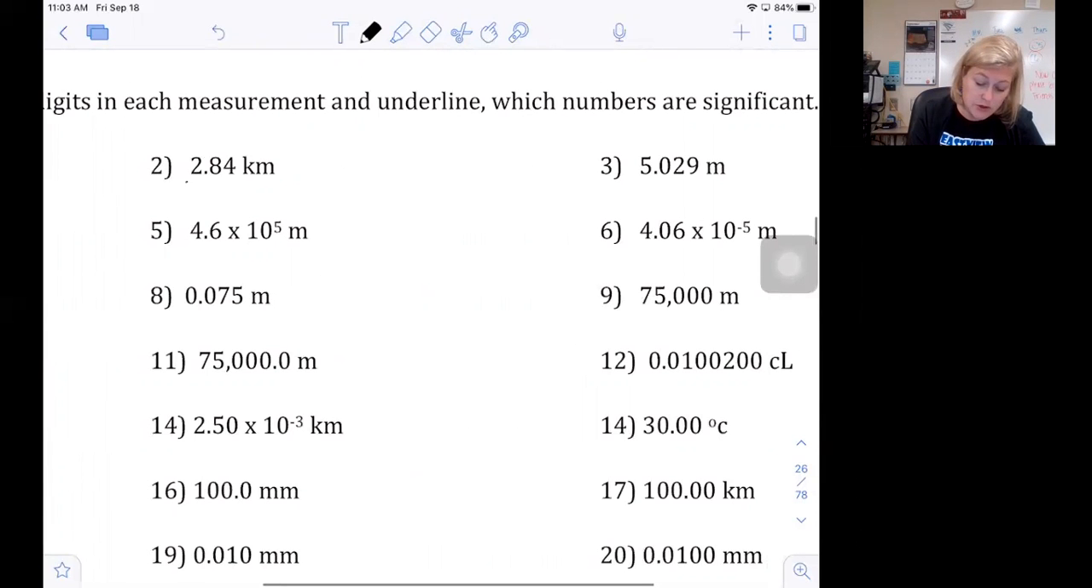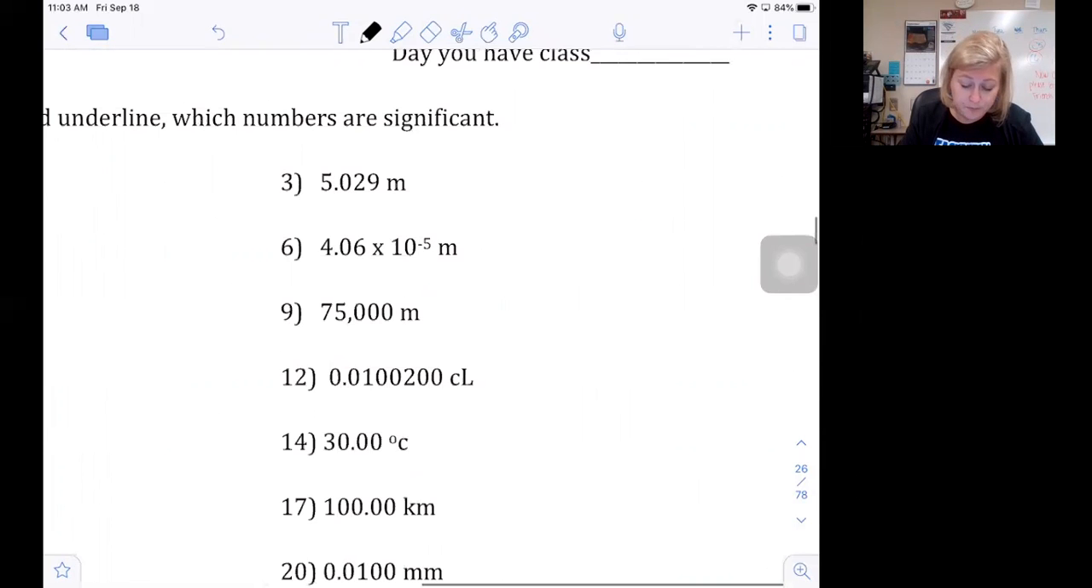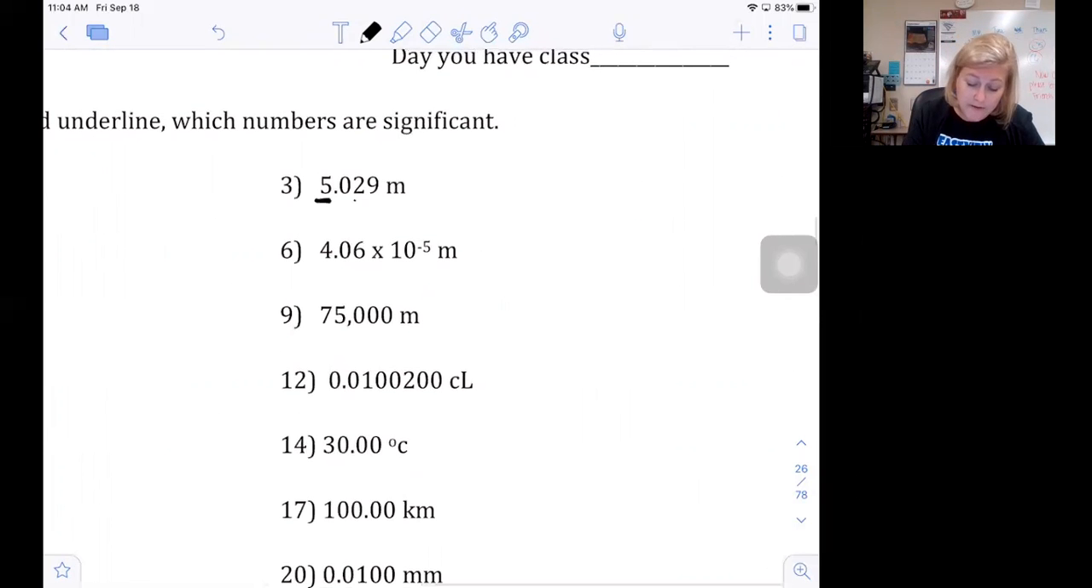Okay, number 2. You know that there's a 2, the 8, and the 4. There are no zeros. The zeros are the tricky ones that you have to worry about. So this one has 3 significant digits. Over here, the 5, the 2, the 9, those are the easy ones. And then this 0 right here is sandwiched in between the two, meaning that on either side of that 0 in the middle, there's a significant digit. So that one also counts. So you have a total of 4.